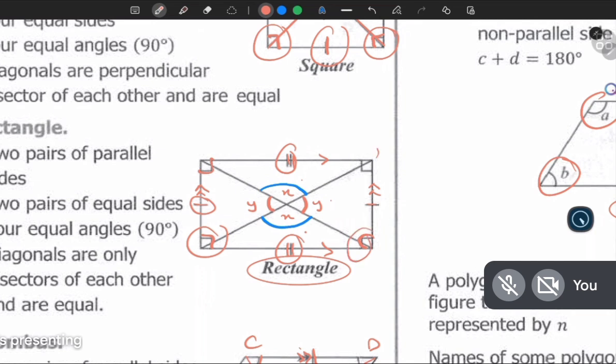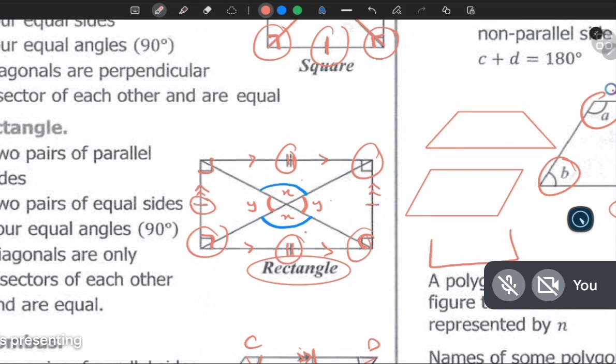All the corners are 90 degrees. These are parallel and these are parallel. Now, if you're looking at a rectangle, a parallelogram, or a trapezium, or a triangle, right? So, in a trapezium, these two lines are parallel. In a parallelogram, you'll have two sets of parallels.